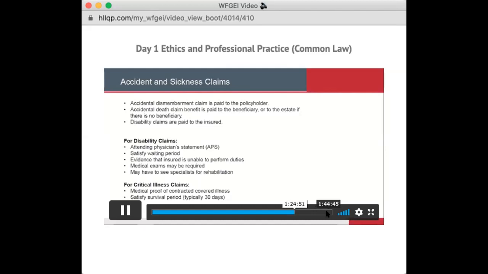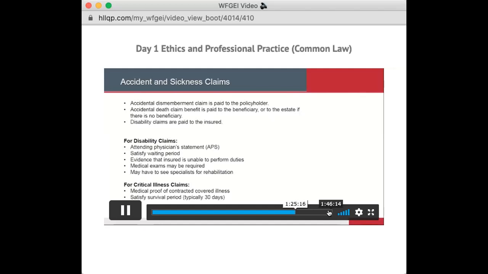We may require medical exams. In other words, we may like to have our own doctor do an assessment of the risk and everything else, okay? And he may also see specialists. In other words, rehab. While we cannot force a person to do rehab, we can certainly make a strong case for it. Basically, okay. So we will pay for rehab.